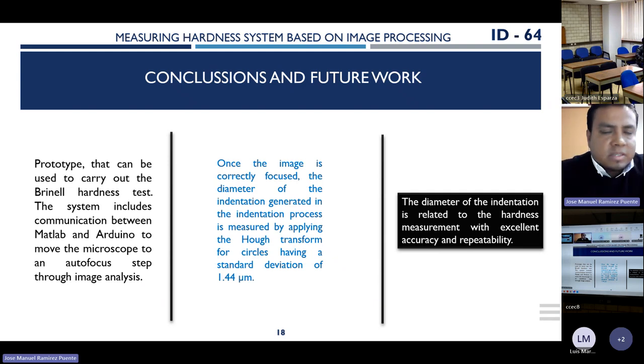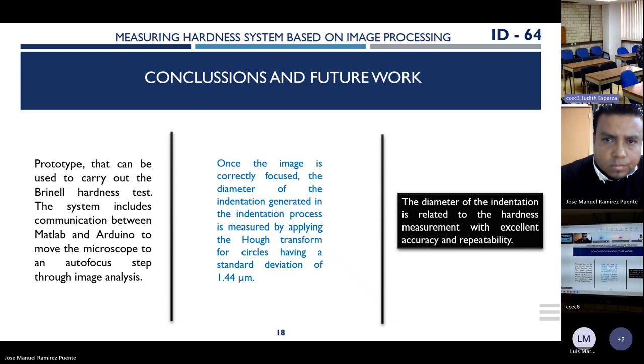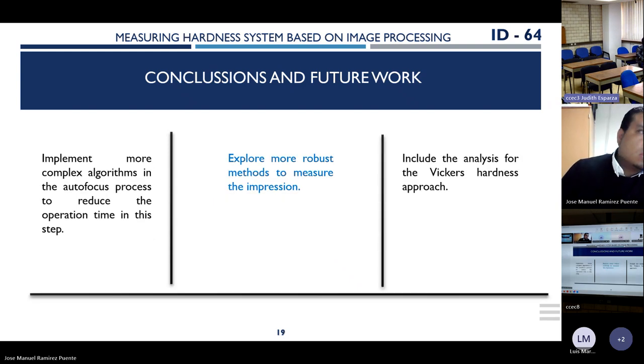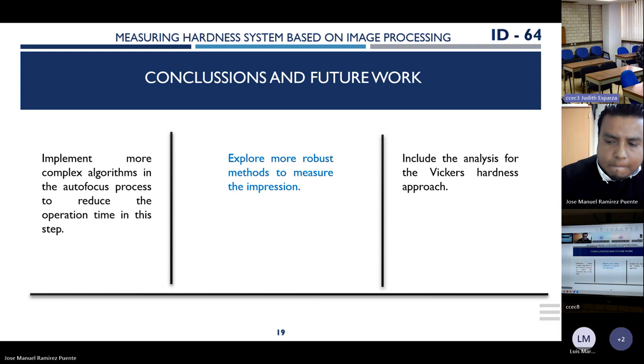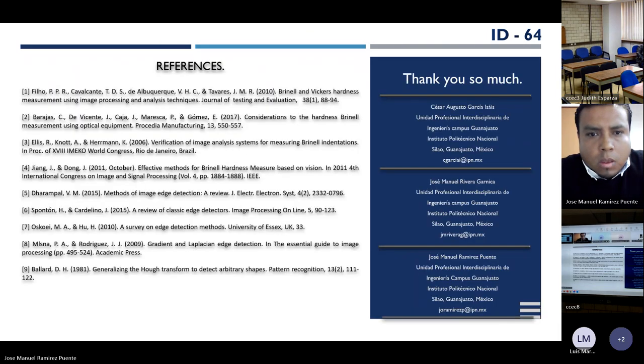In conclusion, the prototype designed from a commercial microscope, utilizing communication between MATLAB and Arduino, performs automatic focusing and measurement of the diameter of the indentation with precision and repeatability. As future work, it is proposed to implement more complex algorithms to reduce time, study robust methods for measuring the diameter of the indentation, and include analysis for Brinell hardness measurement. I am finished, and thank you so much.